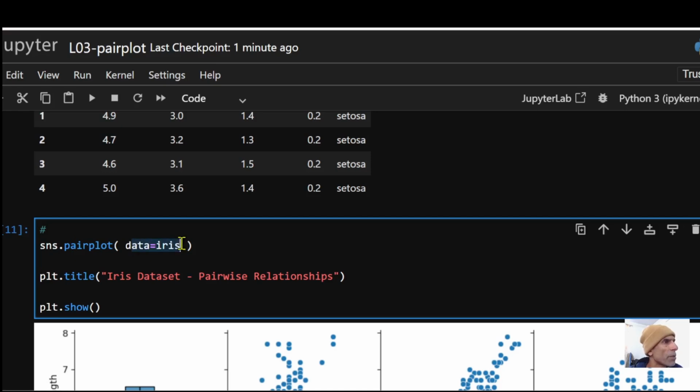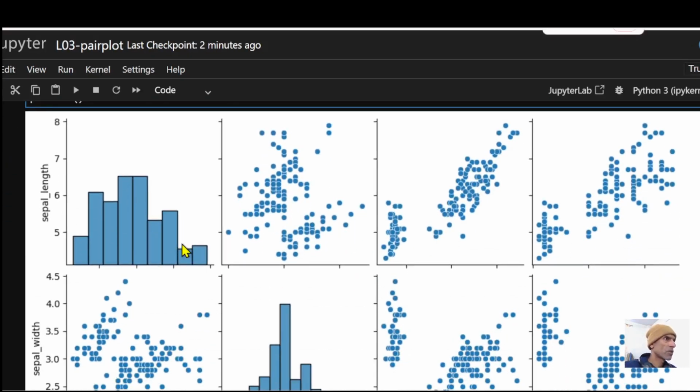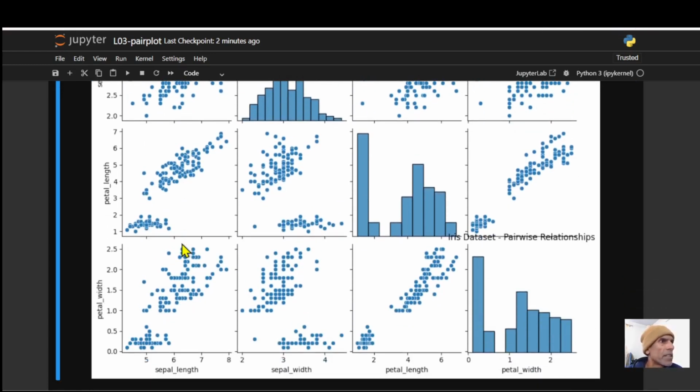In this case, I'm specifying data equal to iris, and let's do pair plot on this. Let me decrease the size of the screen so it's a little bit more visible. In this particular instance, you can see the numerical relationship between different numerical columns. Let's look at this one right here. This is the relation between petal length and petal width, and you can see that as your petal length goes up, your petal width also goes up.